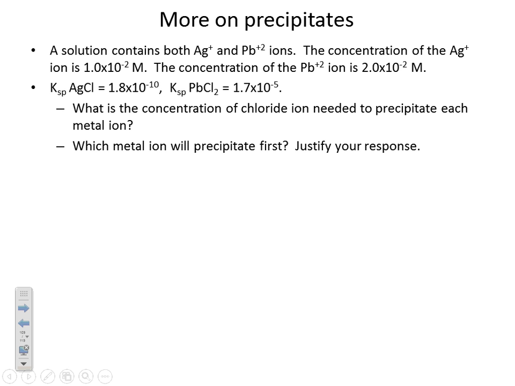So, example problem, solution contains both silver and lead ions. Concentration of the silver is 1 times 10 to the minus second. Concentration of the lead is 2 times 10 to the minus second. And then it gives us KSP values for silver chloride and lead 2 chloride. And it asks, what is the concentration of chloride ion needed to precipitate each metal ion, and which metal ion will precipitate first? Justify your answer. Well, the first one is actually all the calculations, and the second one is simply analyzing our calculations.